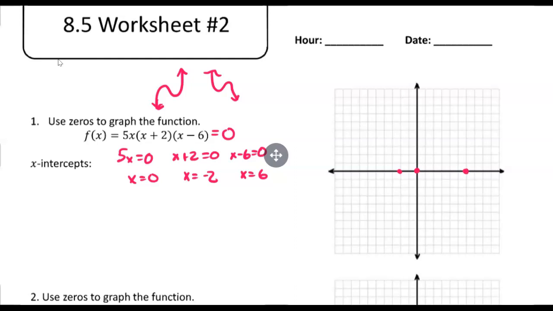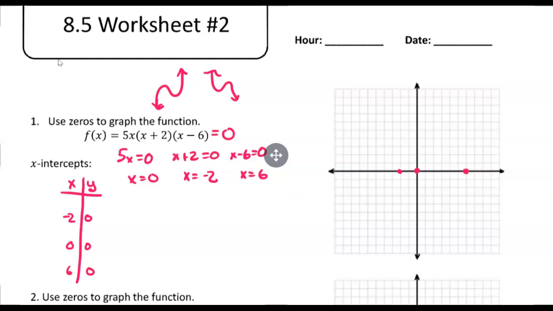Okay, and what I need you to do is basically think about making a table, and you can make it vertically or horizontally, doesn't really matter. So, okay, I'm going to put these in order. So I'm leaving some space on purpose. I have -2, 0, and then I have 0, 0, and then I have 6, 0.